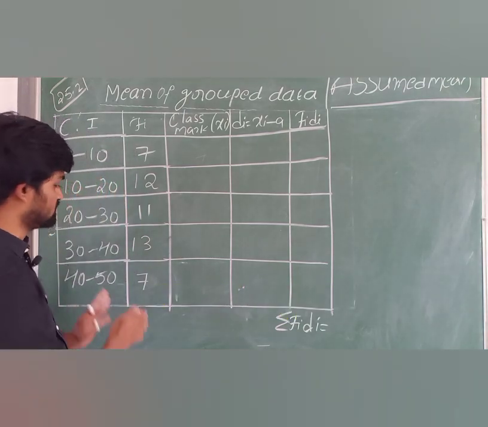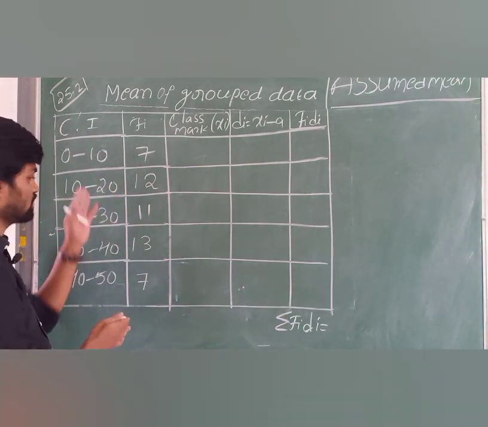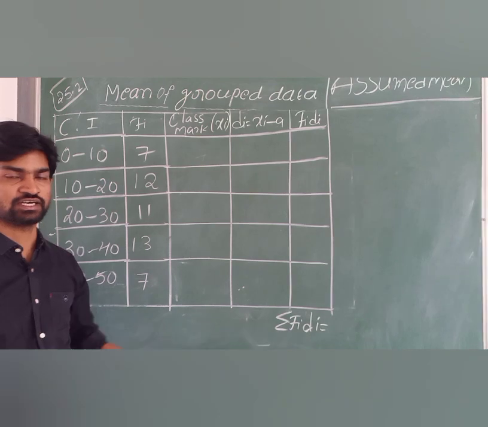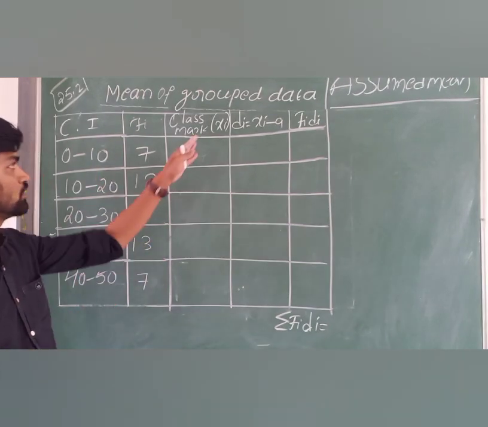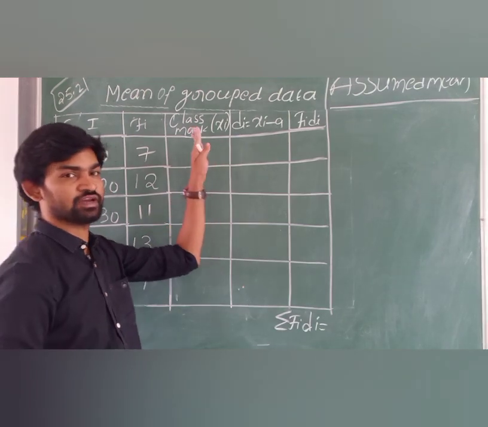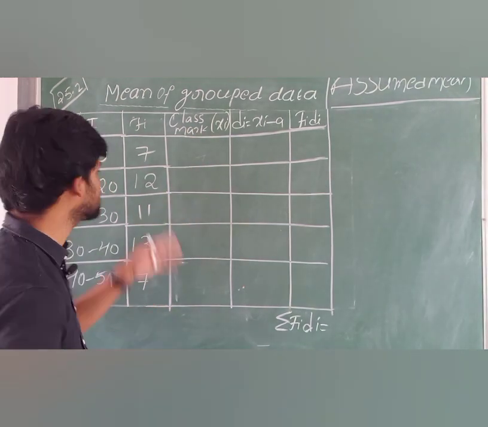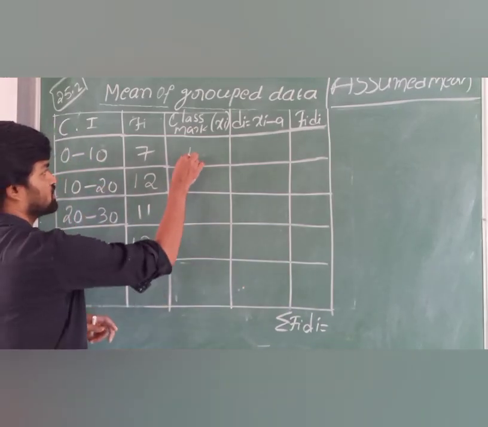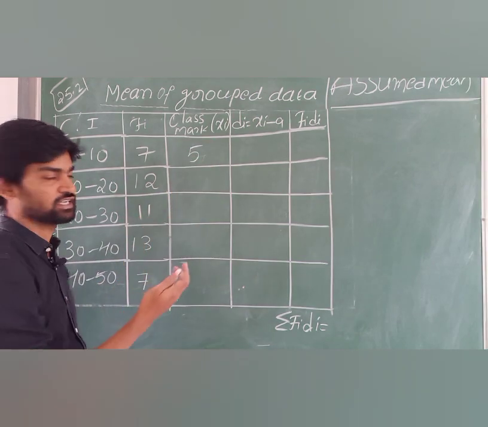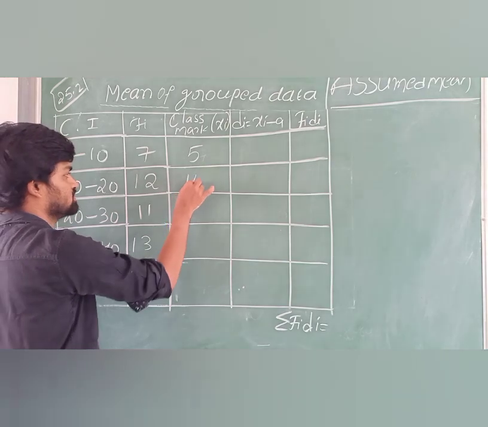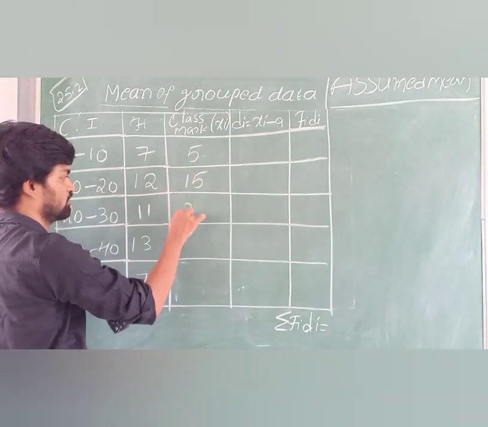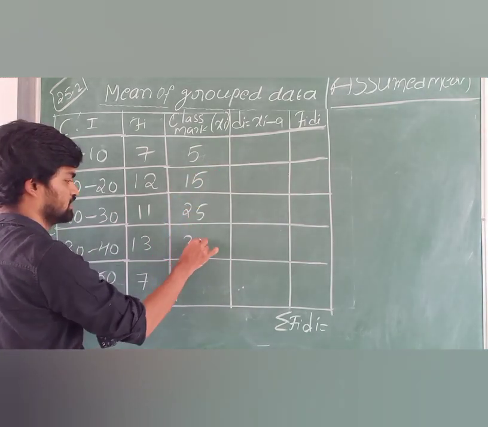See here, this is the same question I have taken, what we did previously in the direct method. So the data is same. Now till here we do the same way, class mark. How did we do class mark? 0 plus 10 by 2, that is 5. Next add class interval to it. What is the class interval here? 10. So 5 plus 10 is 15. Add 10, 25. Add 10, 35.